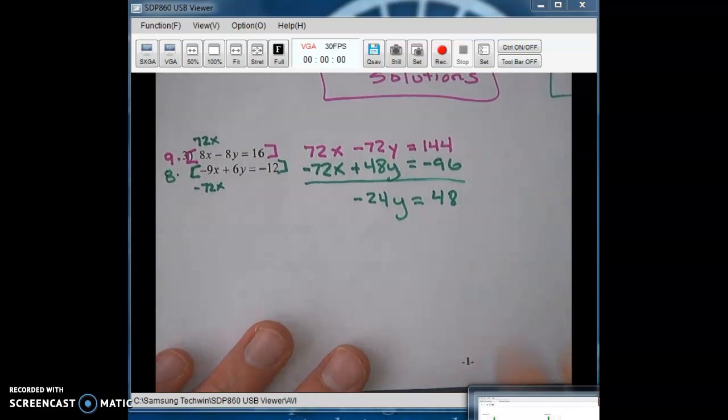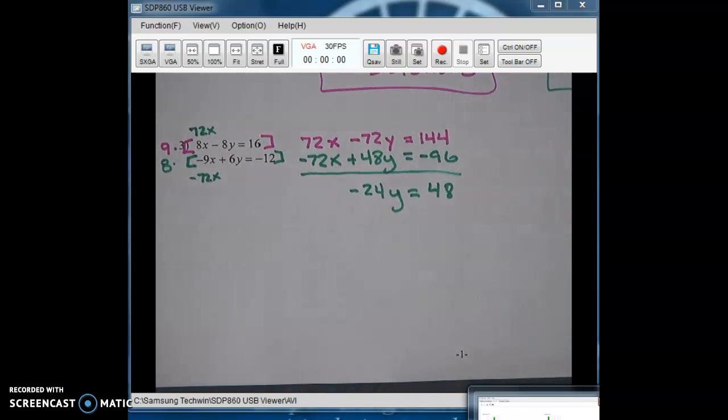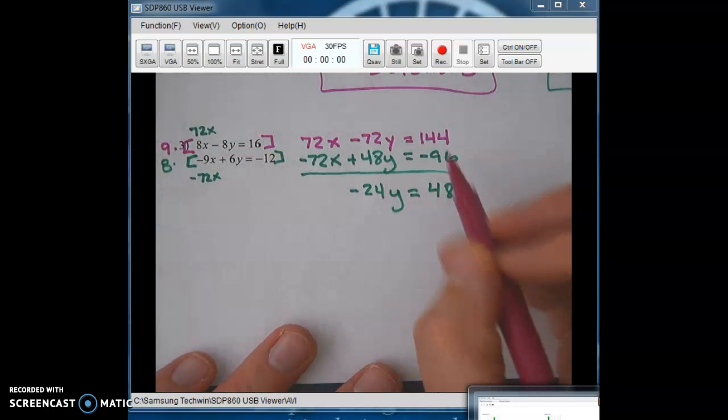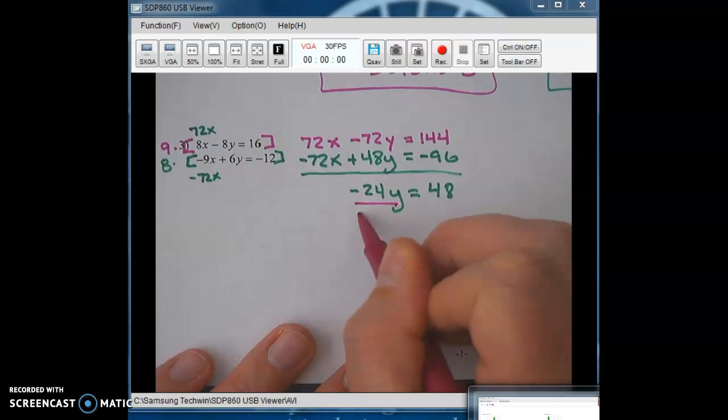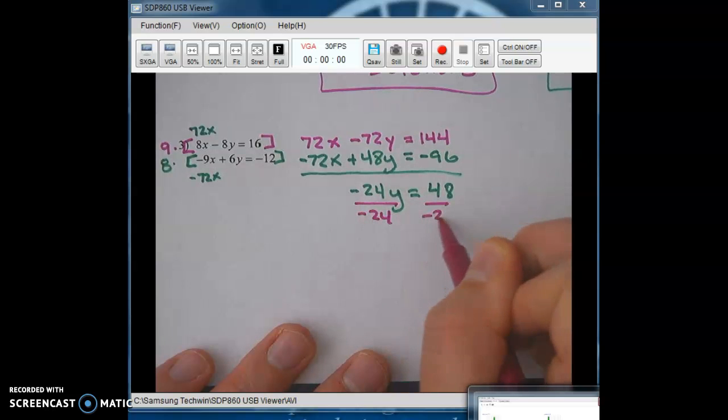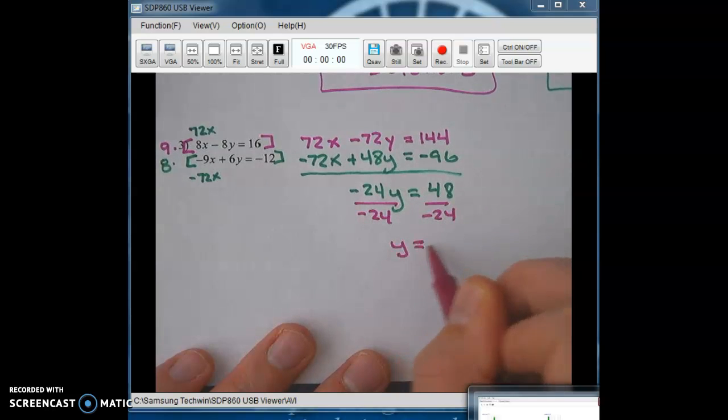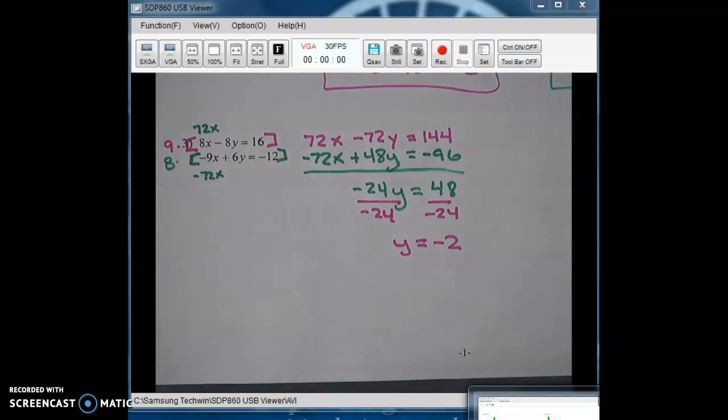I don't believe there's any decimals today, so if you are getting decimals, you probably made a mistake in some of these calculations, so just be careful. Watch your positives and negatives, but from there you're just going to solve like normal. So I'll divide by -24, and I get y equals -2.